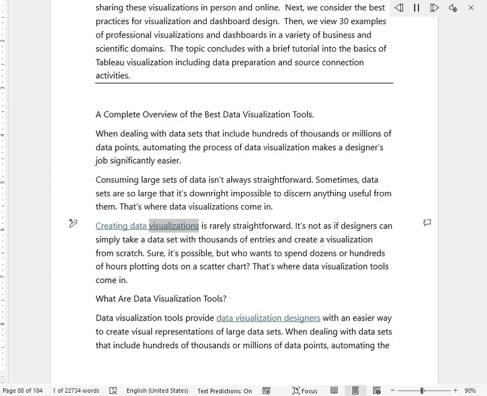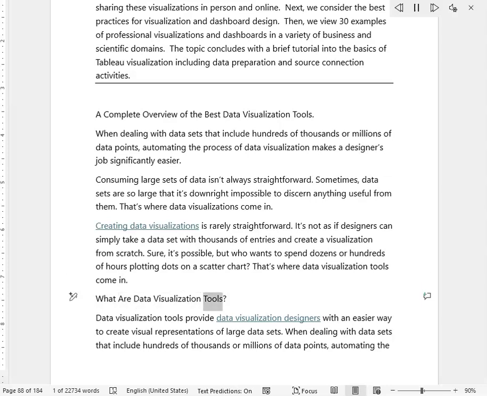Creating data visualizations is rarely straightforward. It's not as if designers can simply take a data set with thousands of entries and create a visualization from scratch. Sure, it's possible, but who wants to spend dozens or hundreds of hours plotting dots on a scatter chart? That's where data visualization tools come in.